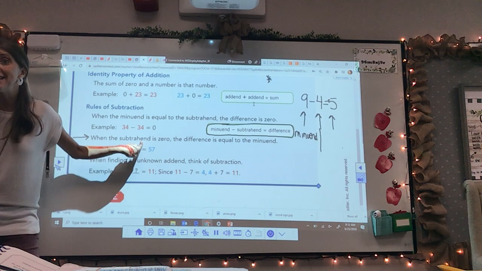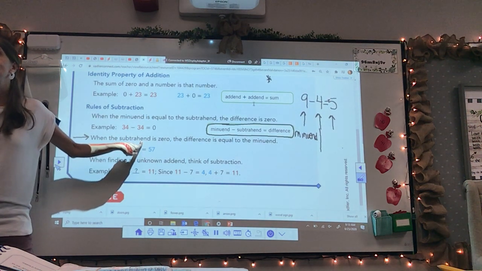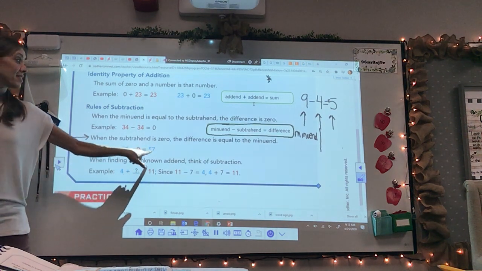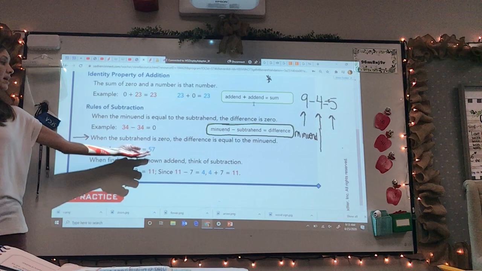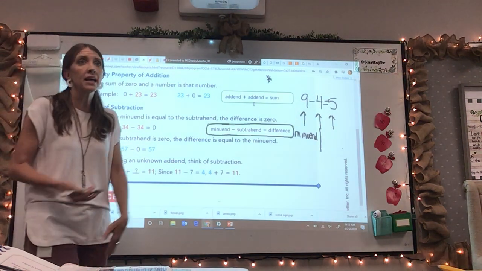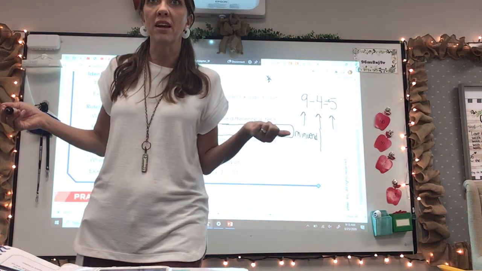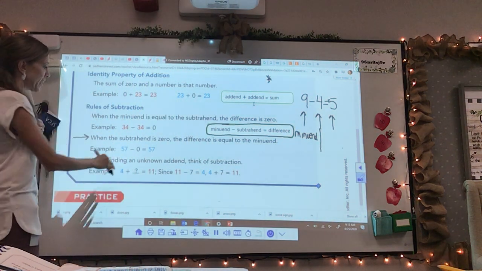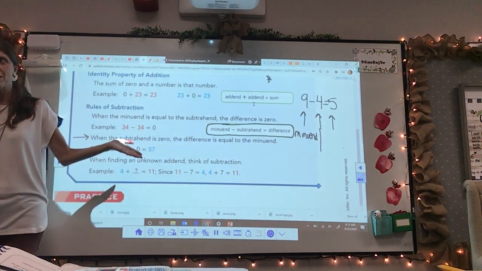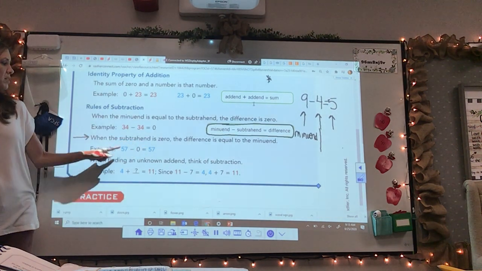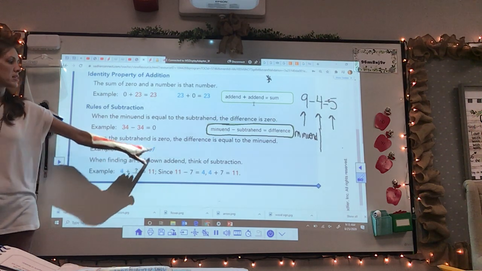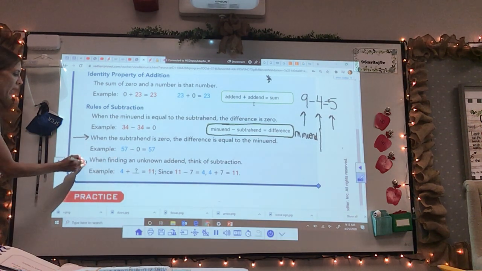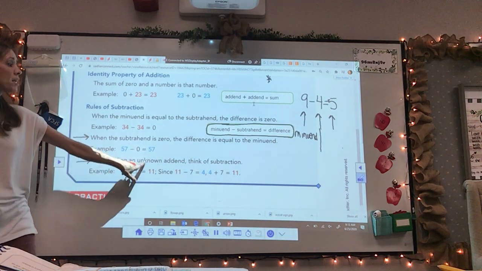How about this one? When the subtrahend is 0. When the thing you are subtracting is 0, the difference is going to be the same as the minuend. If I say, I am Mrs. Van Zanten, I take away nothing, I am still Mrs. Van Zanten. Got it? 57 items, you took away 0, and you still get 57. That is the rule. When the subtrahend is 0, the difference, or the answer, is going to be equal to the minuend. And the last one we've got, when finding an unknown addend.